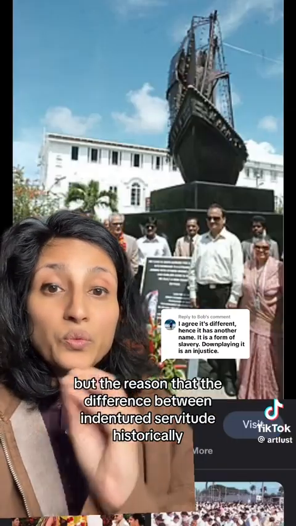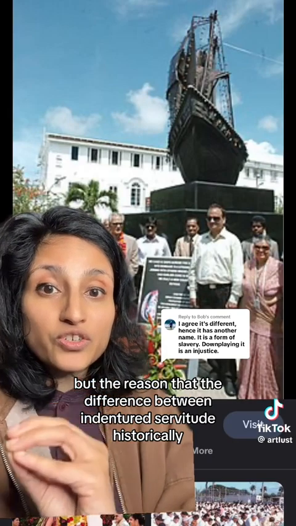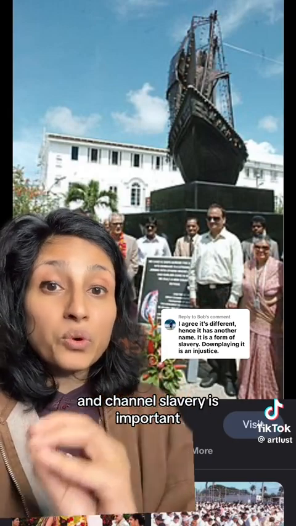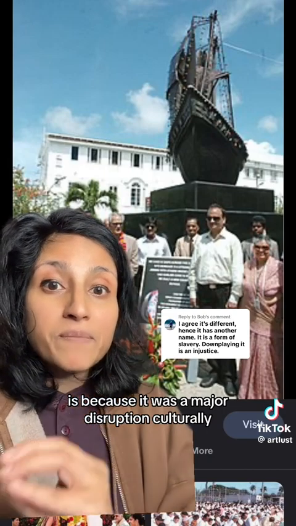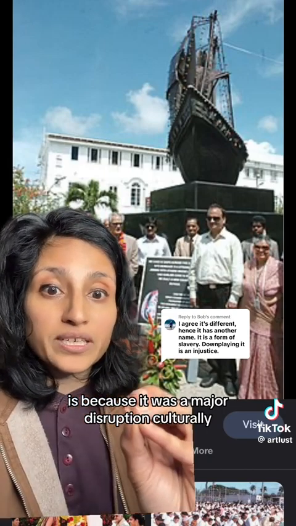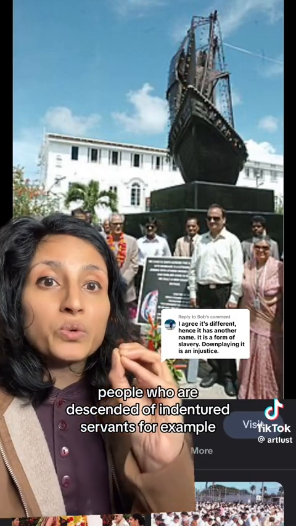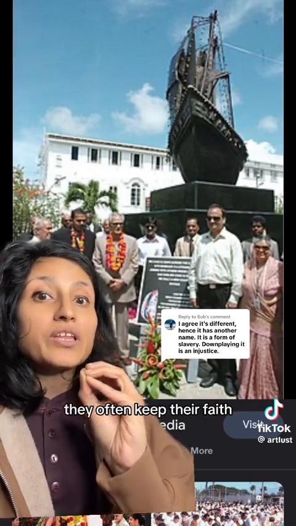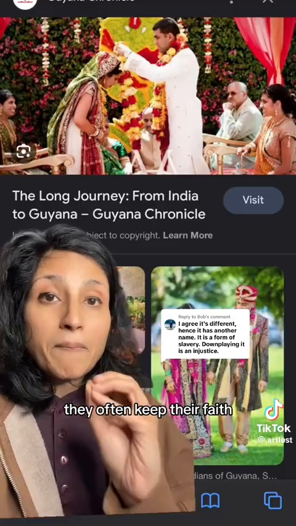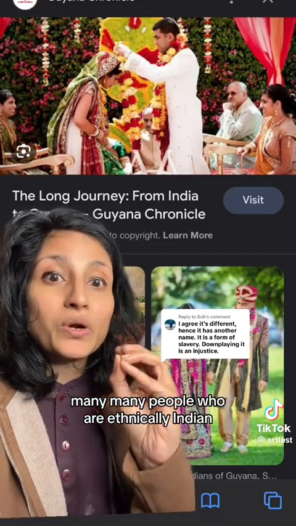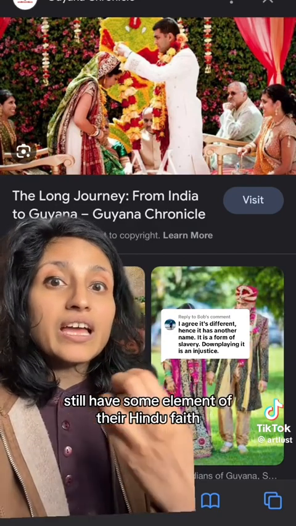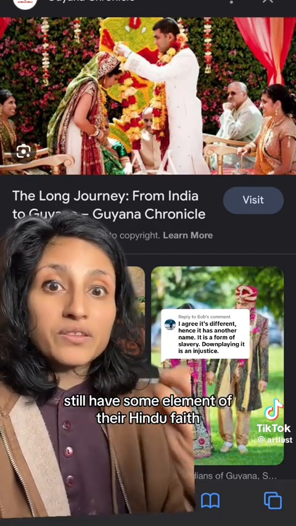But the reason that the difference between indentured servitude historically and chattel slavery is important is because it was a major disruption culturally. So where you see people who are descended from indentured servants, for example, they often keep their faith. Many people who are ethnically Indian from the Caribbean still have some element of their Hindu faith.